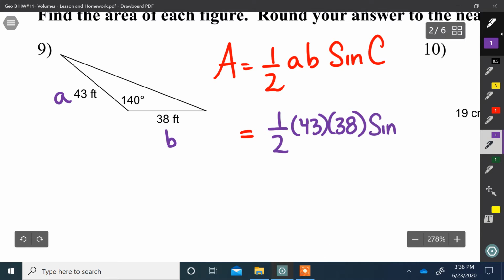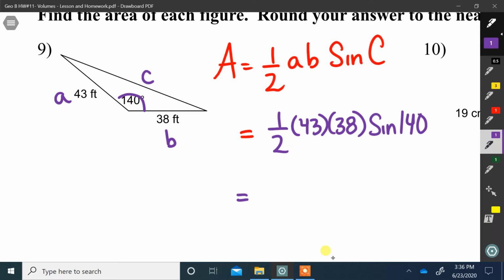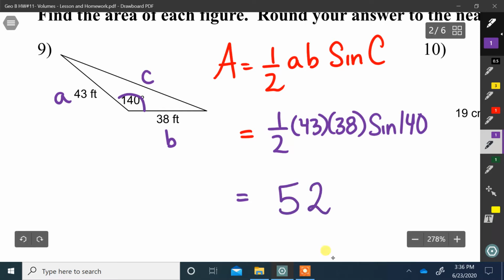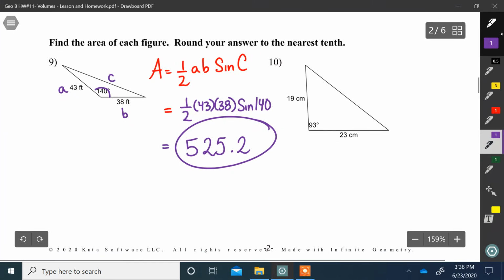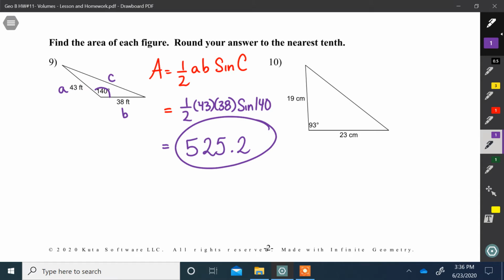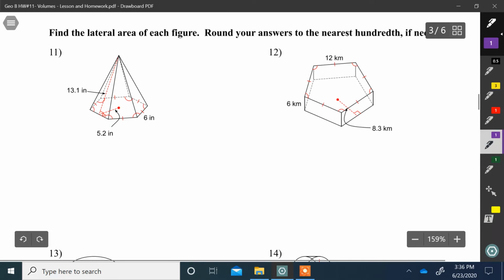You do have to pick this one as my C. So that would be 140. When you plug all that into the calculator, that's going to give you 525.2. Okay? And you will do the same for number 10 there. Use the same formula that I'm giving you for number 9. Plug it into the calculator, and that will do it, guys. All right, let's move on.